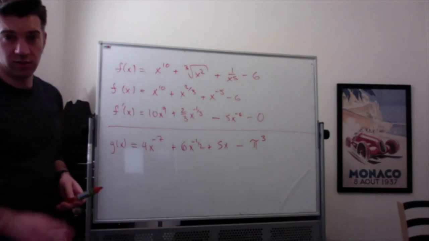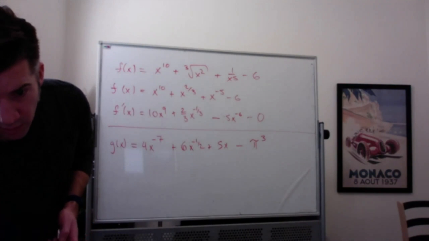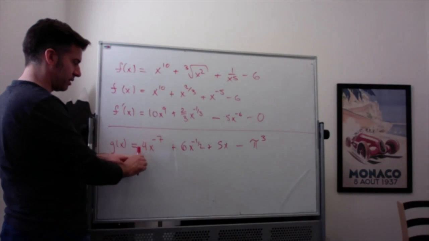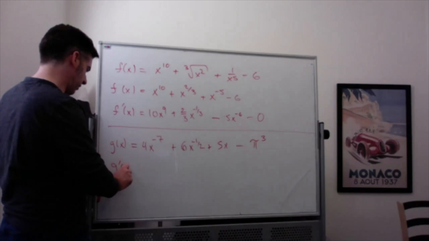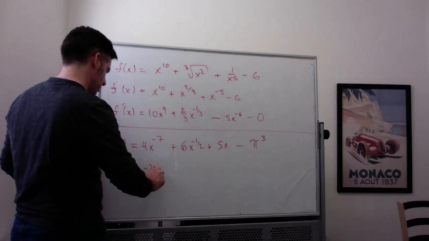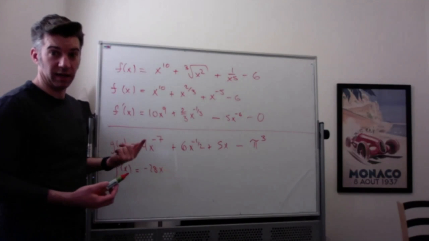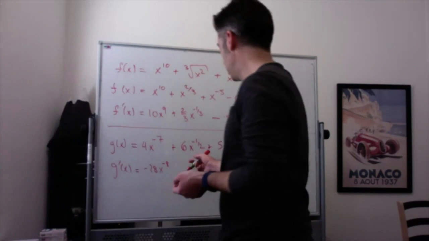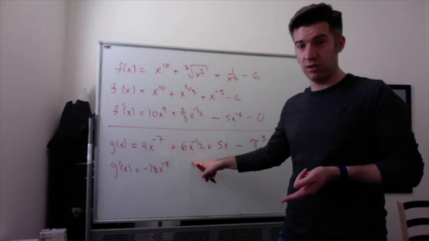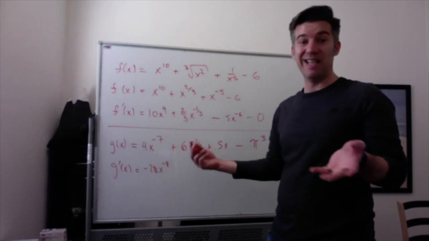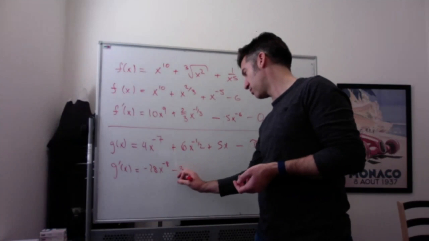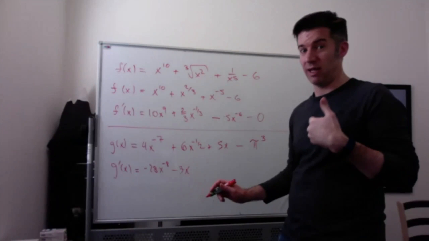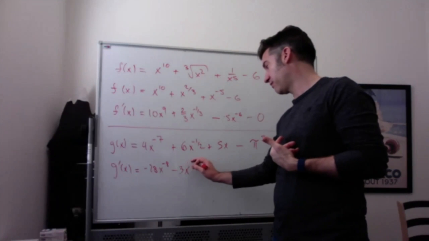So now we're going to use our power rule. The power comes out: 4 times -7 is -28, and x to the -7 minus 1 is -8. And same deal here. The power comes down and multiplies the coefficient. 6 times -1/2 is -3. So -3x to the -1/2 minus 1, which is -1/2 minus 2/2, is -3/2.